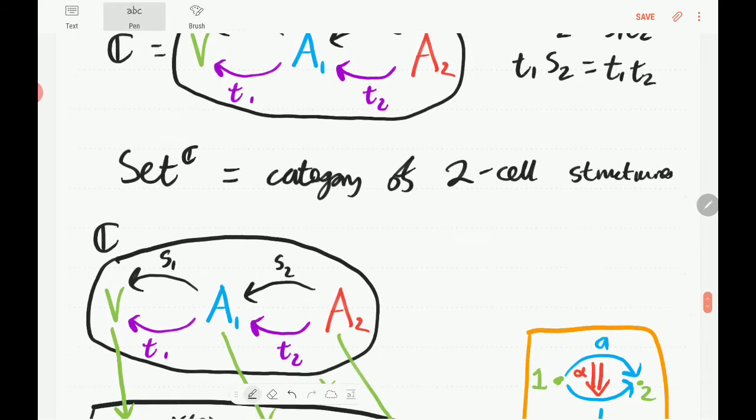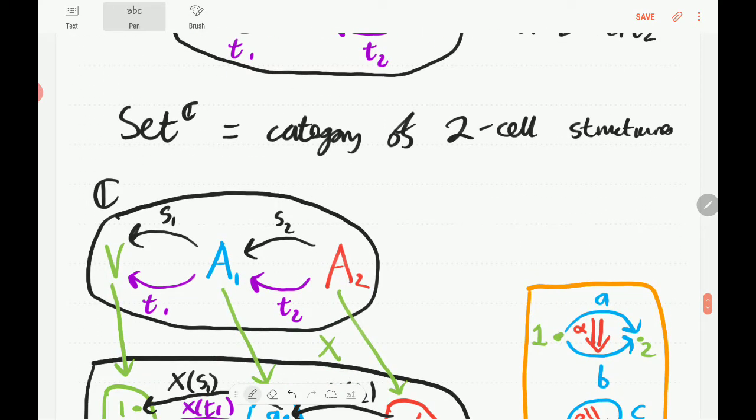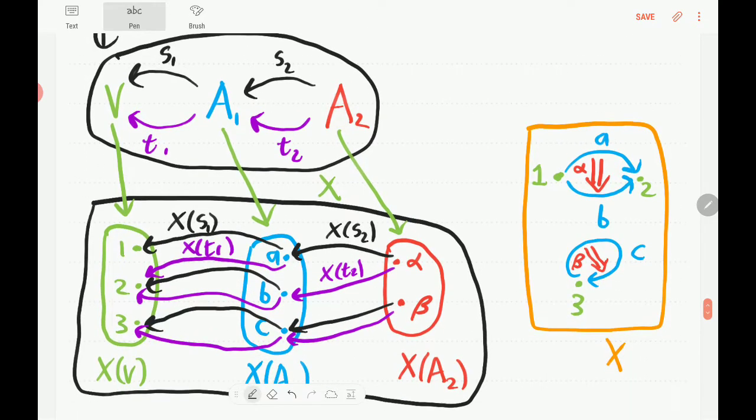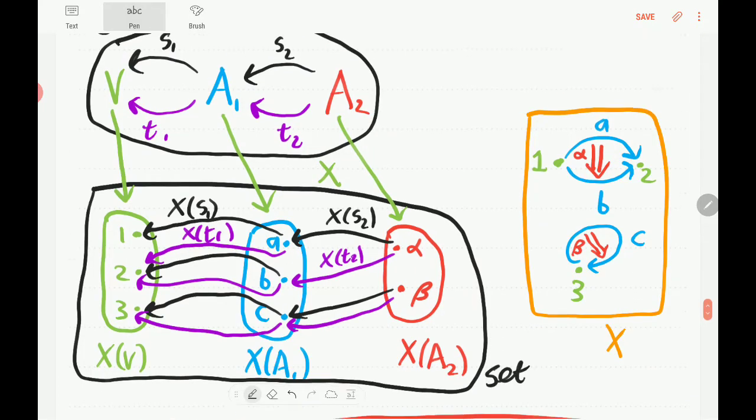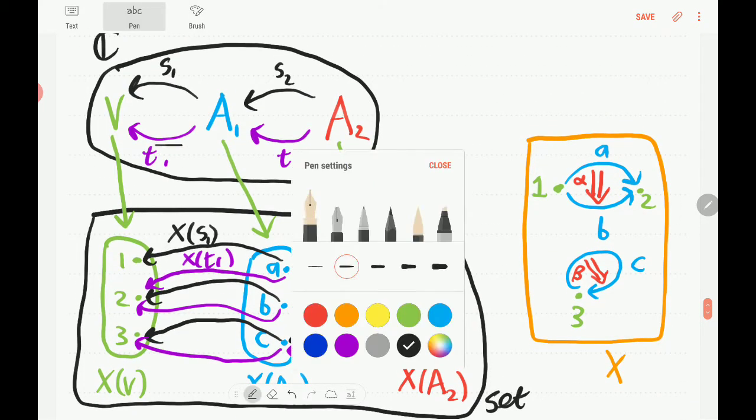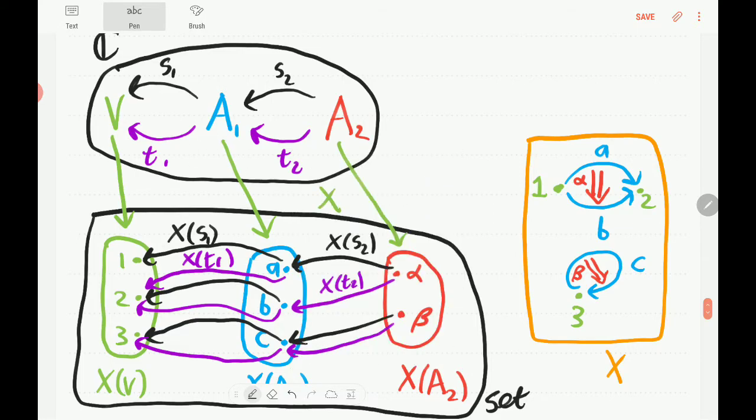Of course, as usual, the objects in this kind of category are just going to be functors from C to set. And so here's a picture of what we can think of this kind of thing like. But the interesting thing really is this picture in orange on the right here. So this is really how we can visualize these kind of things.